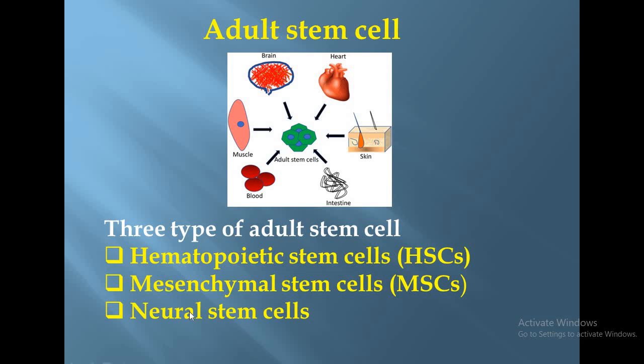The third one is the neural stem cells. Neural stem cells are a type of multipotent stem cells found in the brain. Unsurprisingly, they like to differentiate into neurons, glia, and other similar cells. In short, multipotent stem cells are more specialized in nature than totipotent or pluripotent stem cells.